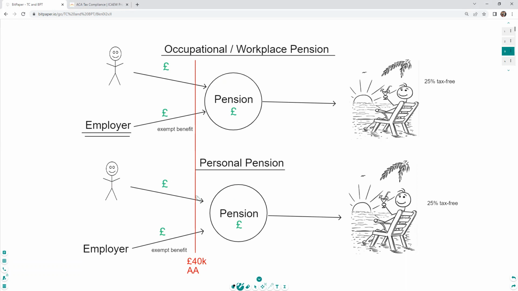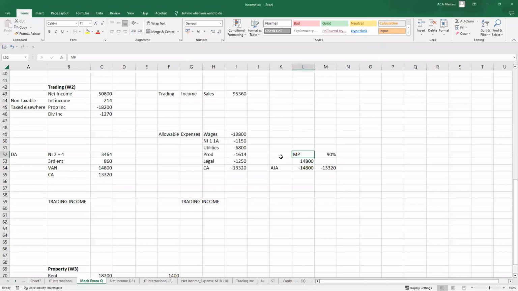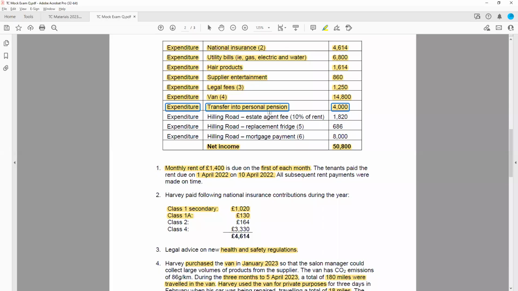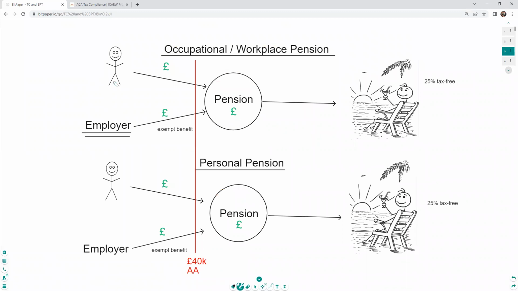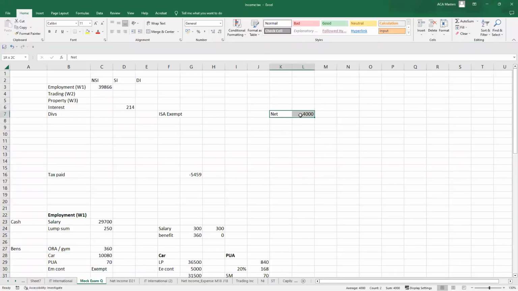And then also, if they're a higher rate taxpayer, the bands are extended. So we're told here that he makes a pension contribution of 4,000. If you think about how this works, obviously Harvey's income has been taxed. This amount is deemed to be made after tax. So of course, this is paid out of Harvey's pocket after he's already paid tax on all of his different types of income. So therefore, if he pays 4,000, that's a net amount.